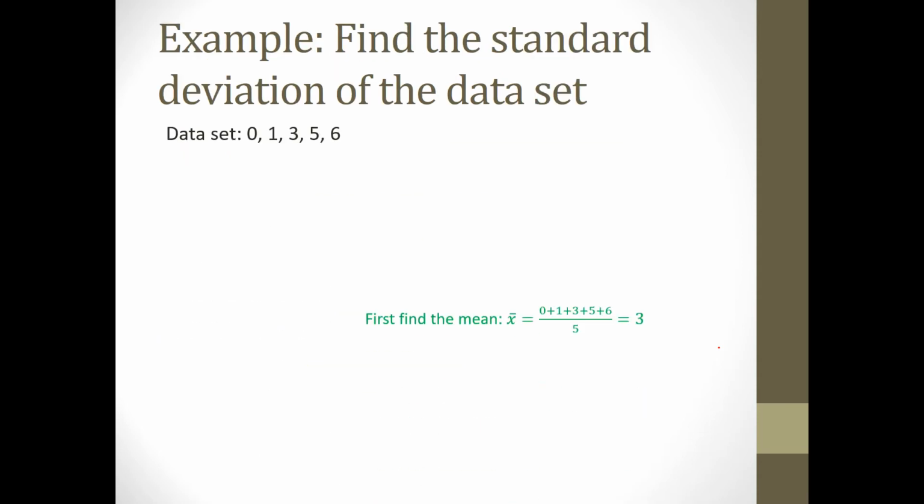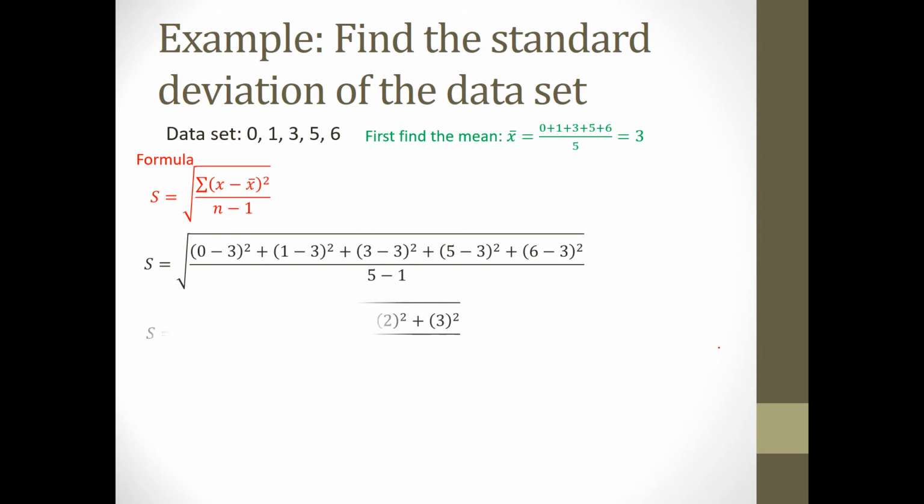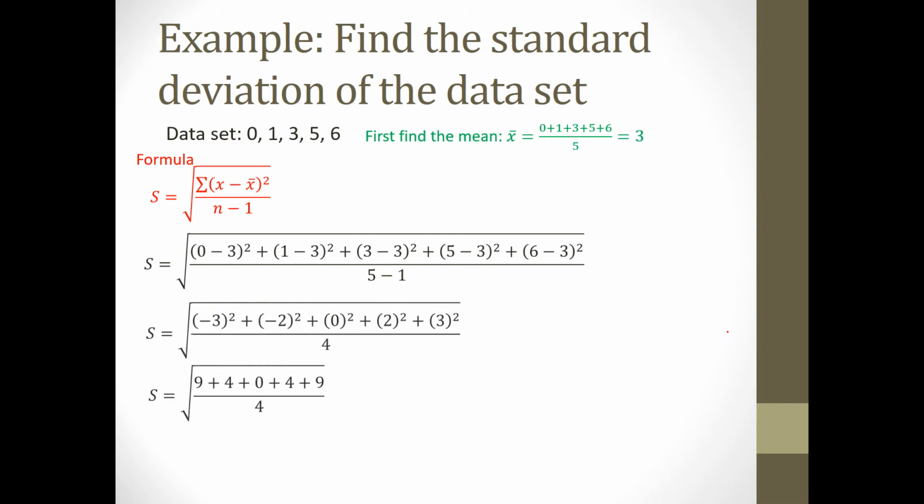Find the standard deviation of the data set. So the first thing we're going to do is we're going to find the mean. So I'm going to take those numbers and I'm going to add them together, and I'm going to divide by 5. That's the number of numbers I have. And my mean is 3. And now we're going to look at the formula. Okay, so x minus x bar, so that'll be x is my 0, minus the x bar is 3, and then I'm going to square it.